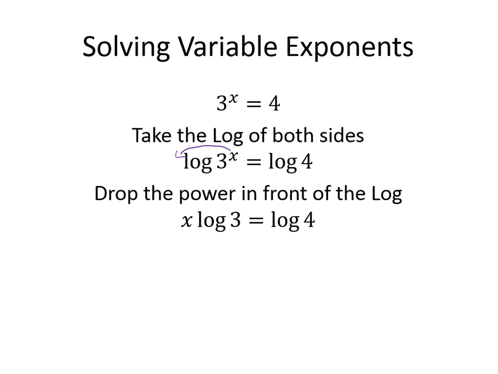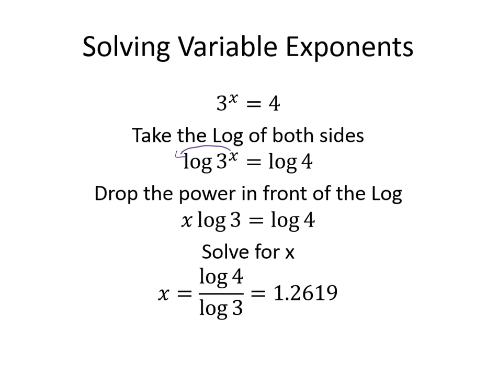So now we have x log 3 is equal to log 4, and now we want to get x by itself, so we would divide both sides by log 3, giving us x is equal to log 4 all over log 3, which is approximately 1.2619. And to check to see if that works, you would go 3 to that power, and you would see you would get fairly close to 4, if not exactly 4. And so that's how you would do it.